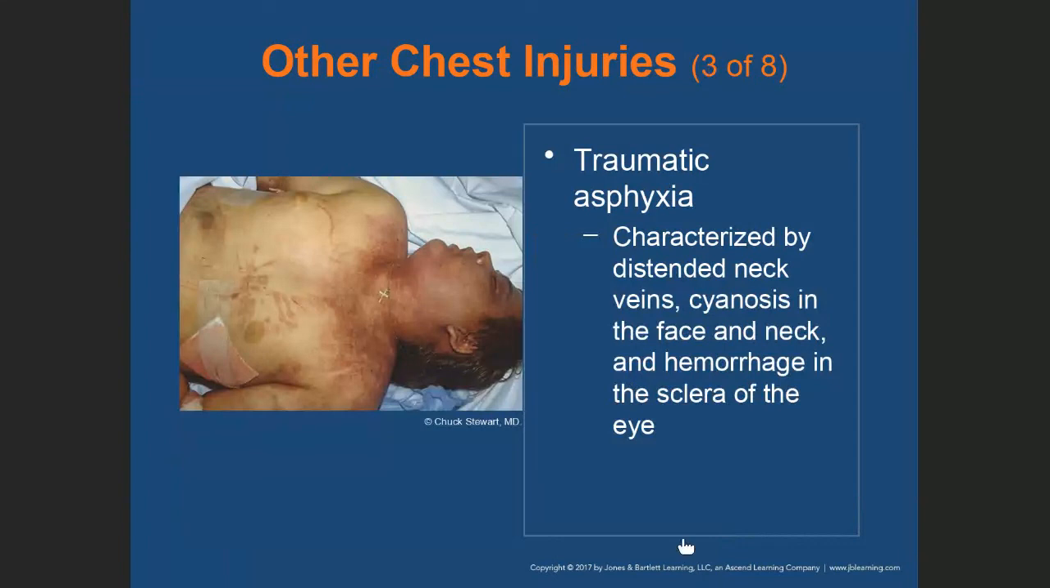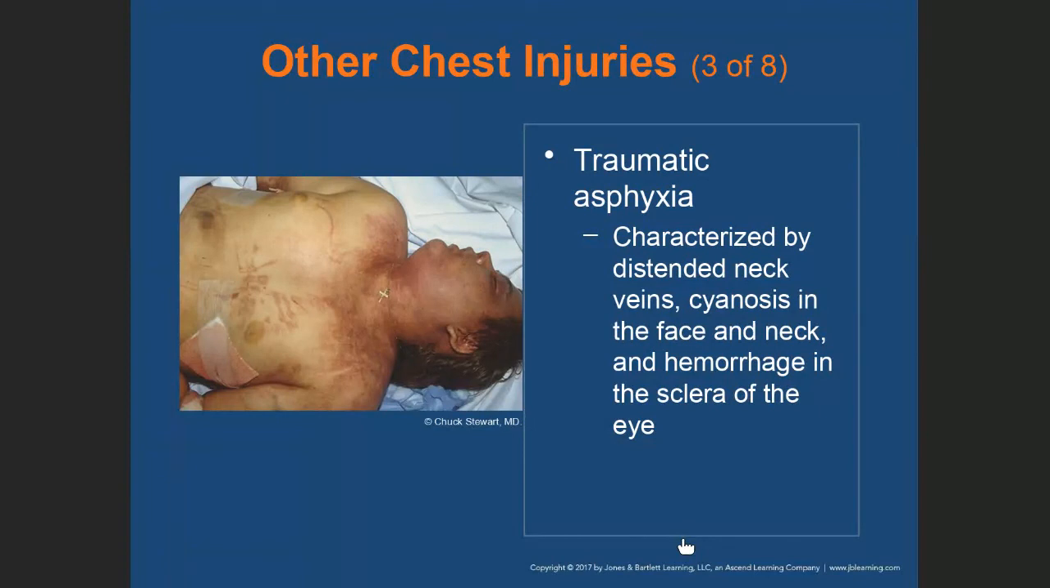Traumatic asphyxia. Now, traumatic asphyxia is when something falls on the patient's chest, so something is crushing the patient's chest. If something is crushing the chest, it's going to affect the circulation of blood, so there's massive back pressure created. This patient will have distended neck veins. The pressure can be so extreme that it can rupture blood vessels in the eyes, so they will have hemorrhage in the sclera of the eye.